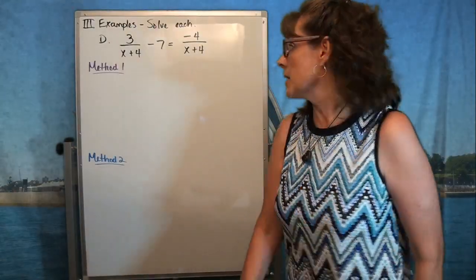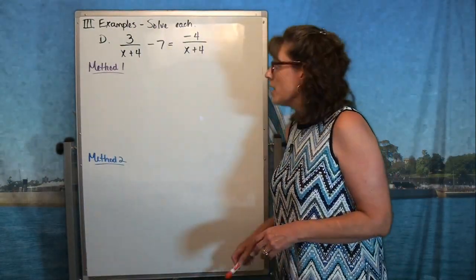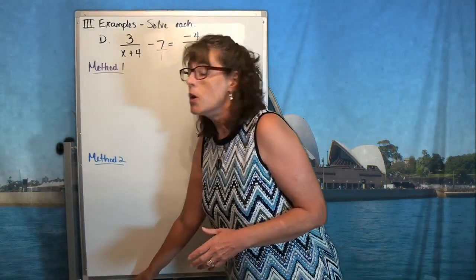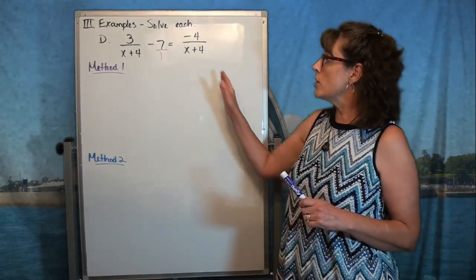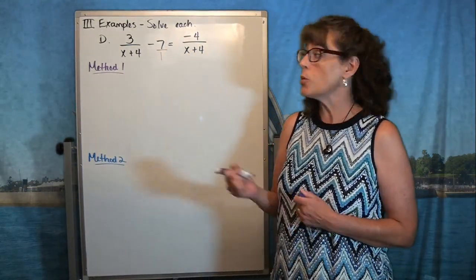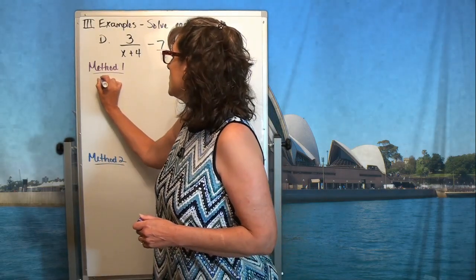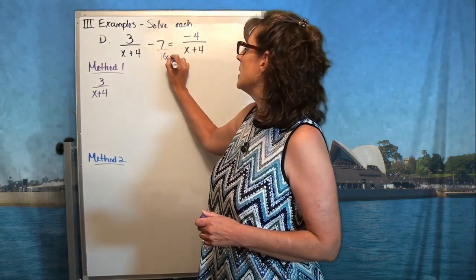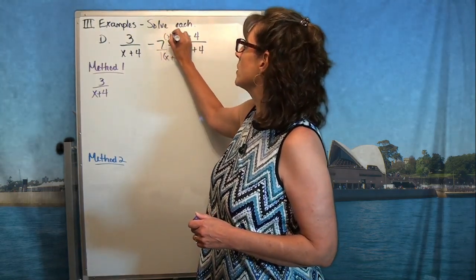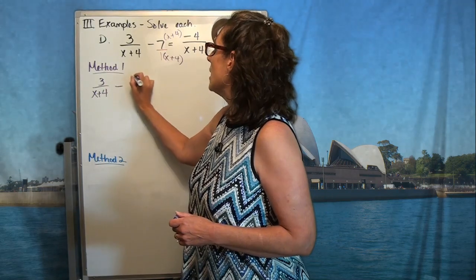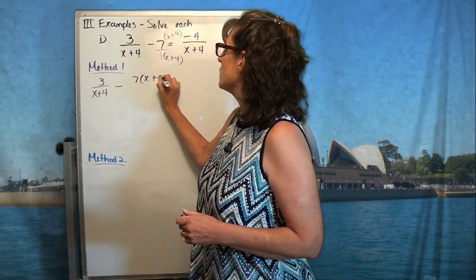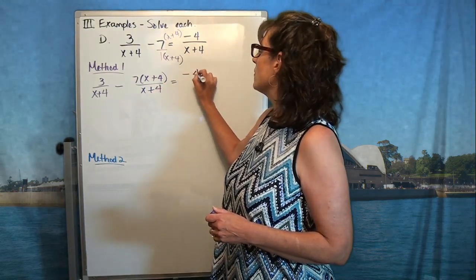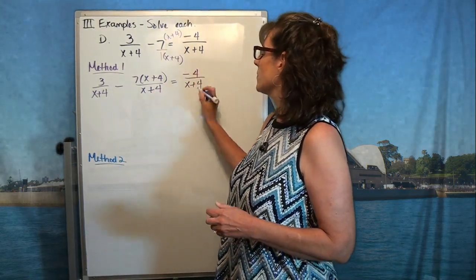Okay, here's our fourth example, looking very similar to the previous example. And so we know that in that first method, what we want to do is retain the fractions. We want to get a common denominator all the way across. Notice the common denominator is going to be an x plus 4 to make them all the same. So this one is already there. But this one, I need to multiply it by an x plus 4, and I'm going to multiply my numerator by an x plus 4. So minus 7 times x plus 4 over x plus 4. And then on this one, a negative 4 over x plus 4.